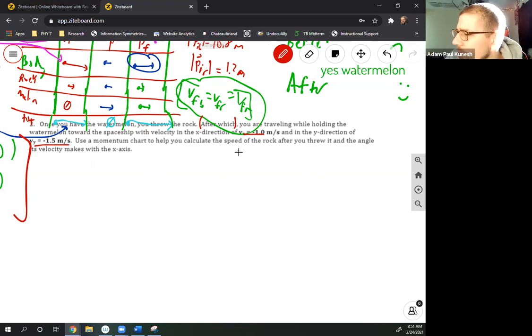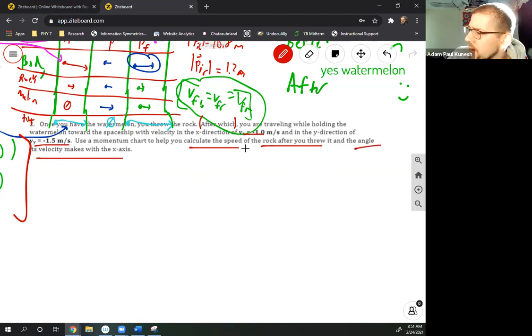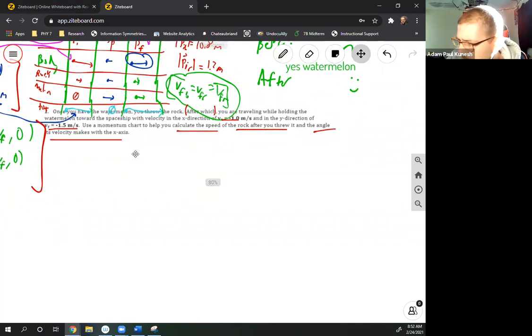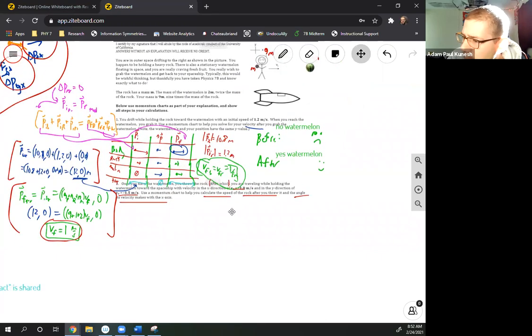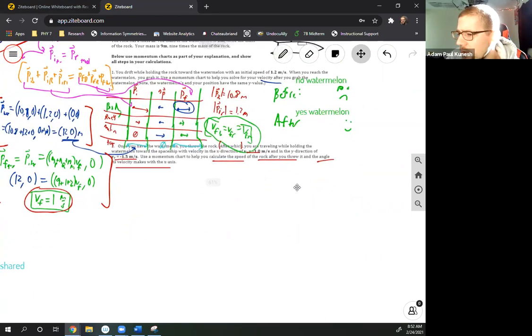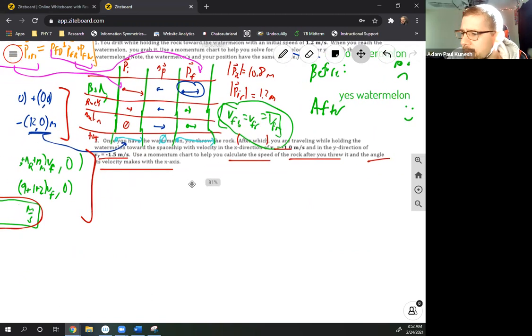Okay, so two things we're looking for. One is the speed, which is the magnitude, the speed of the rock after I throw it, and the angle its velocity makes with the x-axis. So I'm looking for the magnitude and direction form of the velocity vector of the rock. That's what I'm looking for. So I need to get at the rock's velocity. In order to do this, I'm going to again have to use conservation of momentum.